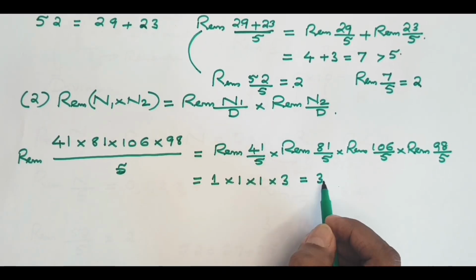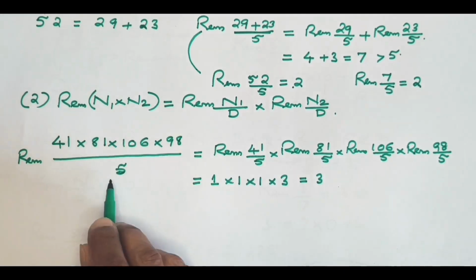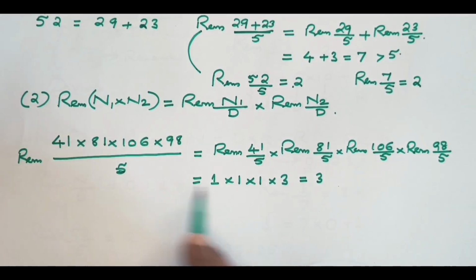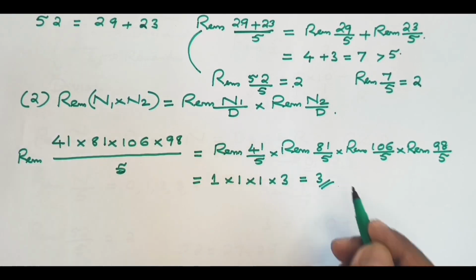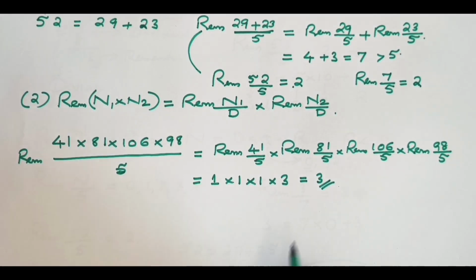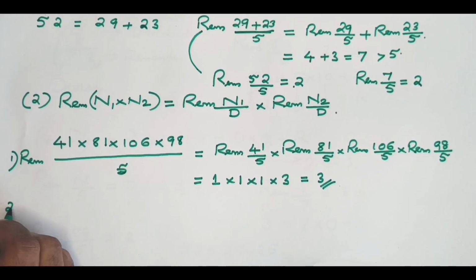Supposing you had a number which is bigger than or equal to 5, you will further divide it by 5, which is not needed here because straight away you're getting a number which is smaller than 5, and this is the final remainder. That's all. Now look at the second problem.